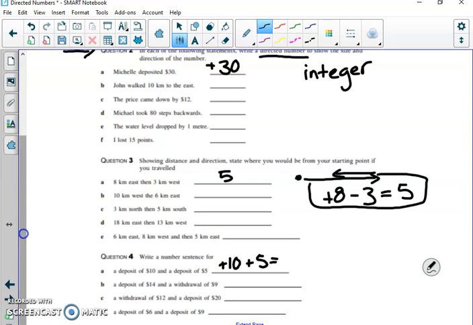I'm going to do the second one just because it's different. A deposit of $14 and then a withdrawal of 9. All right.